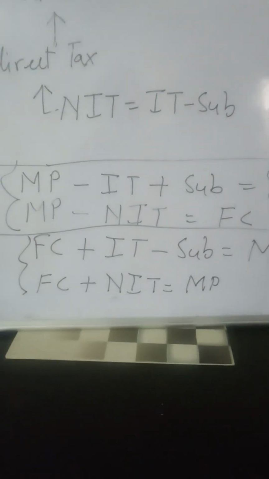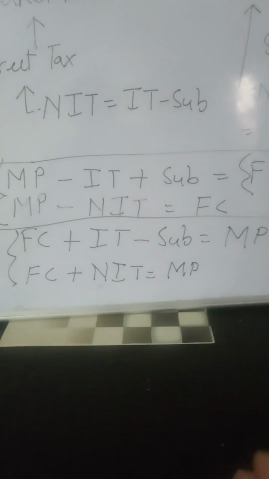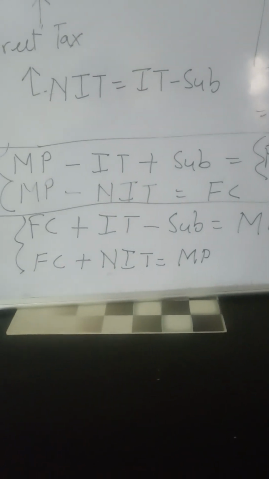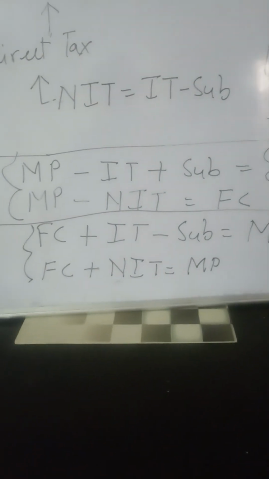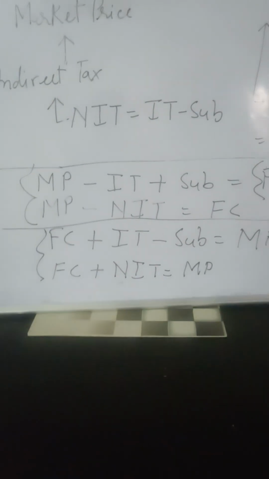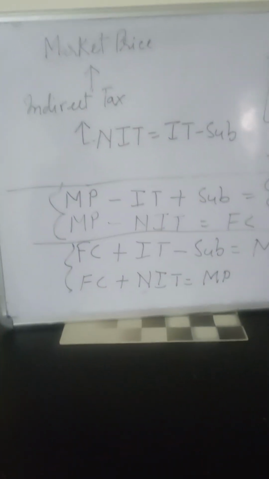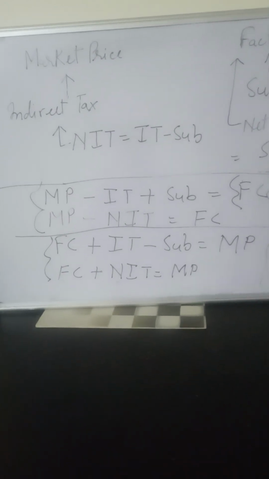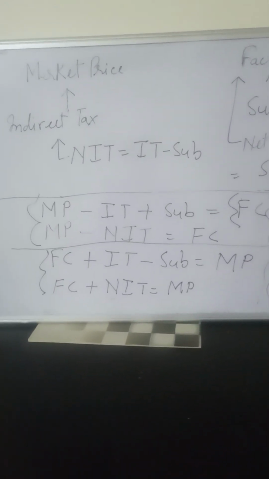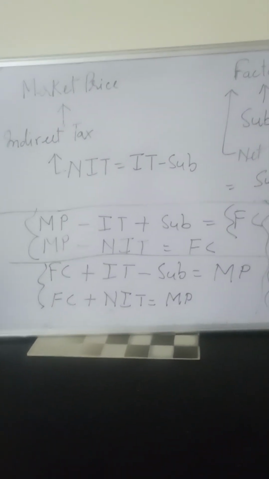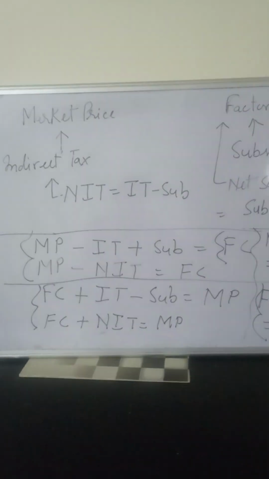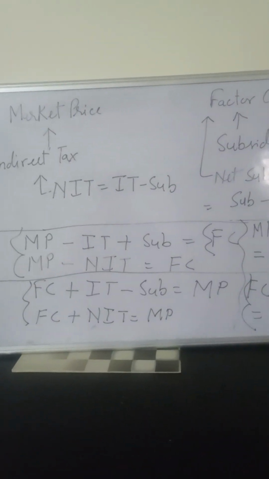How to convert FC into MP? FC includes subsidies and MP does not include subsidies, so we have to subtract subsidies. And FC does not include IT, but IT is included in market price. So what are we supposed to do? FC plus IT minus subsidies is equal to MP, or FC plus NIT is equal to MP.